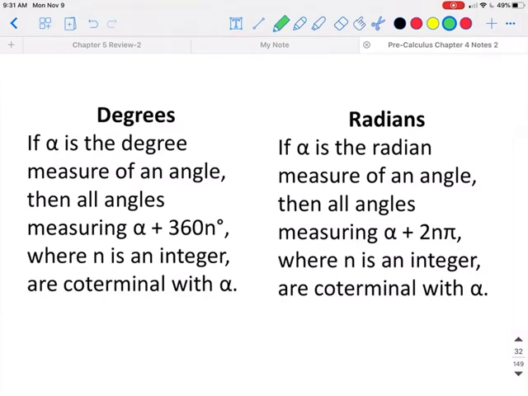Now, to find coterminals, if it's in degrees, you can add 360 times n to your angle, where n can be positive or negative. That's just how many times you go around the circle. If it's in radians, you're going to take your angle and add 2n pi, because remember, one whole circle is 2 pi.